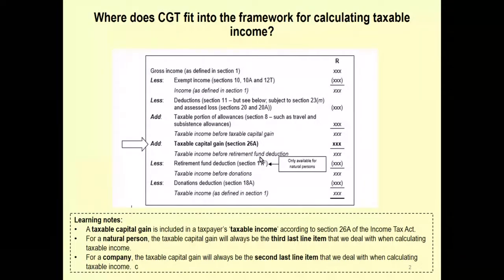So for a company, if I do a normal tax calculation and I calculate taxable income, I will always, if it is in the question or scenario, end off with Section 18A, and just before that, it will be a taxable capital gain.